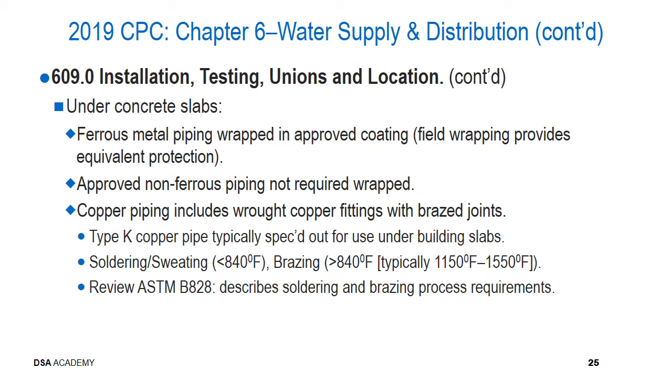is identified as using heat that is greater than 840 degrees Fahrenheit, but typically the heat that's used in brazing copper lines is anywhere between 1150 degrees Fahrenheit and 1550 degrees Fahrenheit. It's helpful, and we would suggest that you review ASTM B828, which describes the processes for soldering and brazing in great detail.